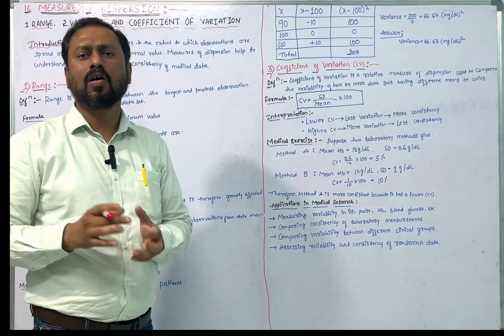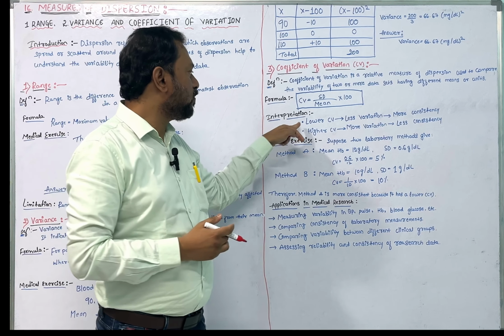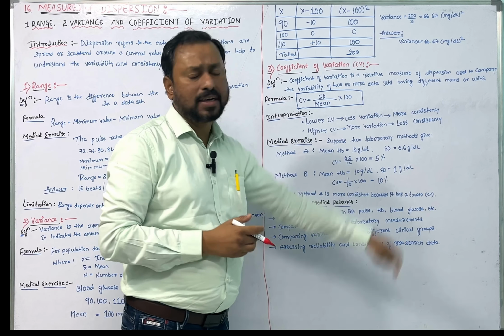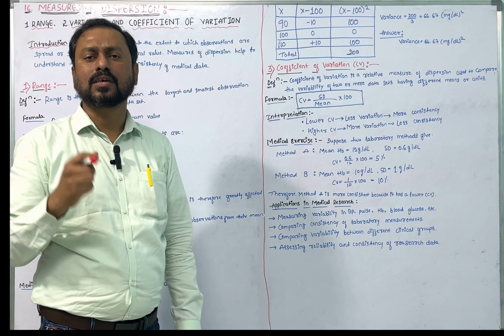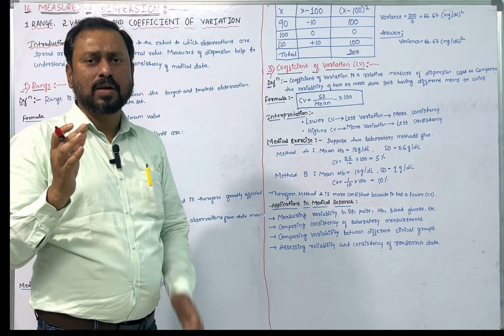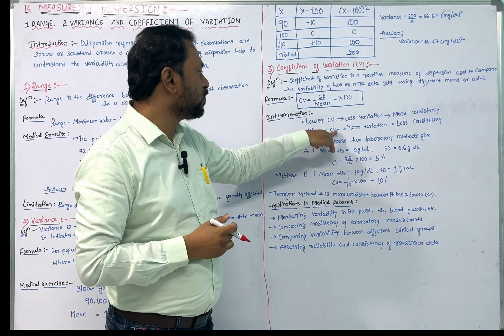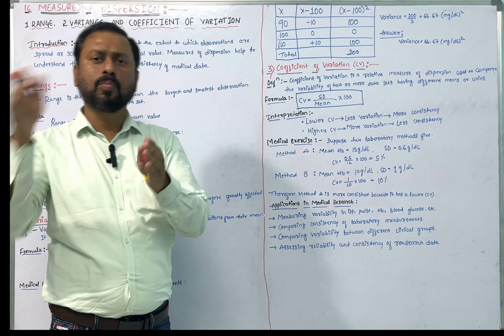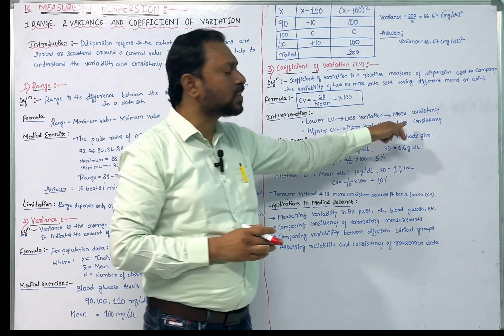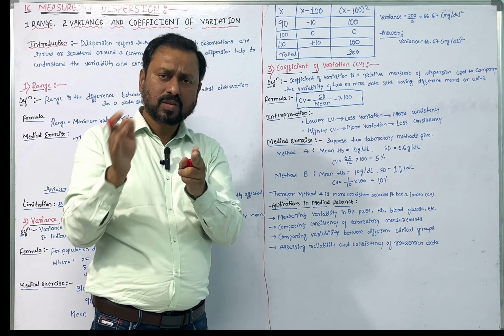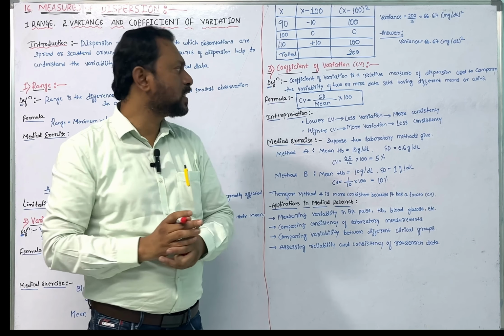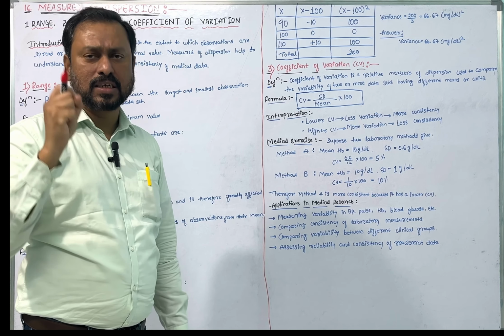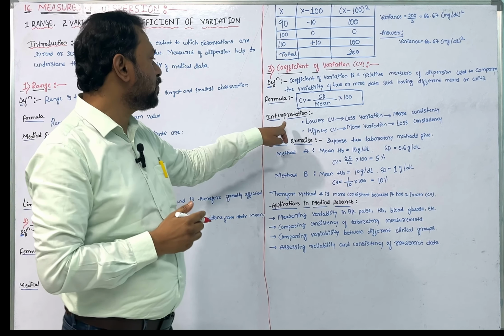Interpretation: how do we interpret the result? Whenever the CV is low, meaning less variation, the data is considered more consistent, more stable, or one of the best data. If the CV is high, more variation is there, so it is less consistent. It means how much the values are scattered from the center; that is called less consistent. If the values stay close to the center, it is considered more consistent and stable. This is the interpretation.